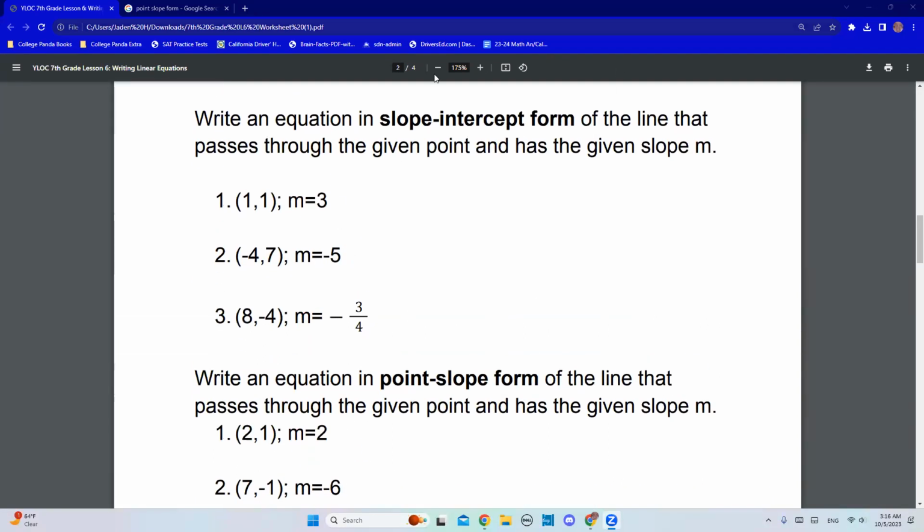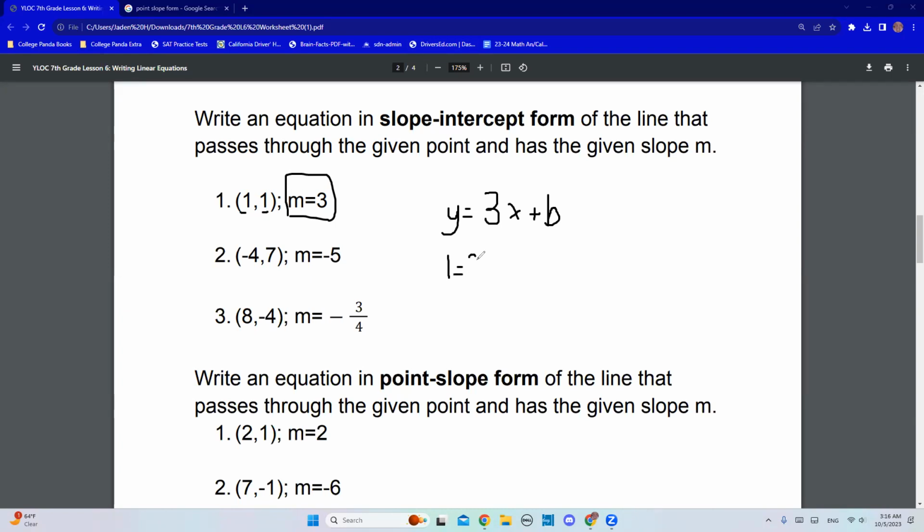Write an equation in slope-intercept form of the line that passes through the given point and has this given slope m. So this time they give us the slope, but now we don't know what the y-intercept is. So okay, let's just plug in what we know. So y equals 3x plus b. So we know the y and x coordinate of one point on the graph. So now, in order to solve it, we would have to plug in what we know.